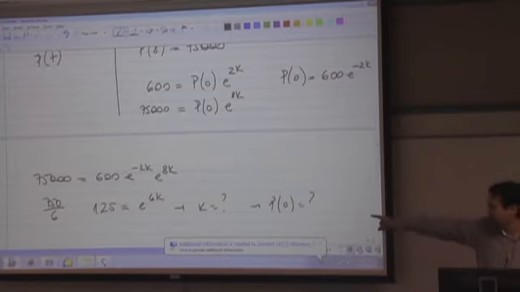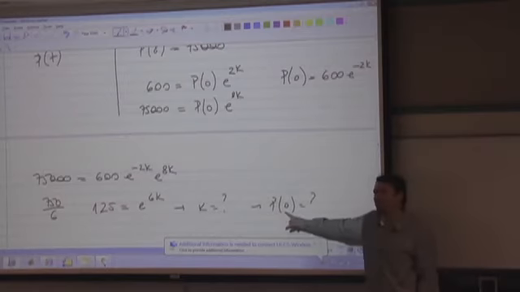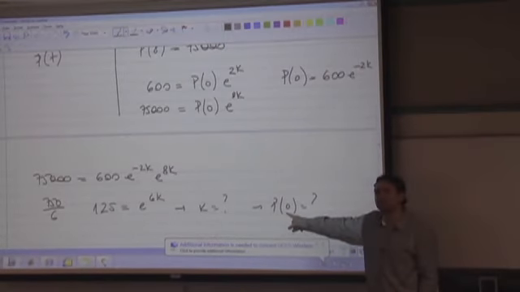Well, I'm hoping everybody can solve for k here, right? Once you solve for k, I'm hopeful everybody can figure out what P of 0 is, right? Oh, wait, that gives us our k value, but where do we find our initial value, initial population? What is this called?